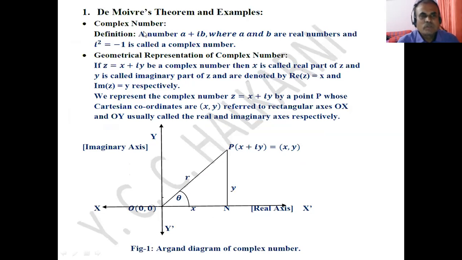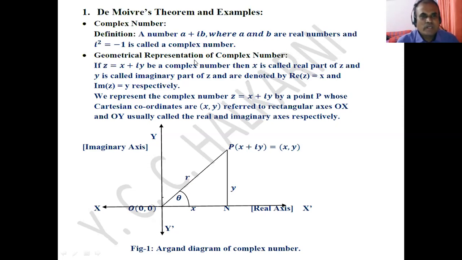Now, complex number. So, what is the meaning of complex number? Definition: a number a plus ib, where a and b are real numbers, and i denotes iota, an imaginary value, i equal to root minus 1, and i square equal to minus 1. So it is an imaginary value, and therefore a plus ib is also known as an imaginary number or complex number. Okay, this is the definition of complex number.